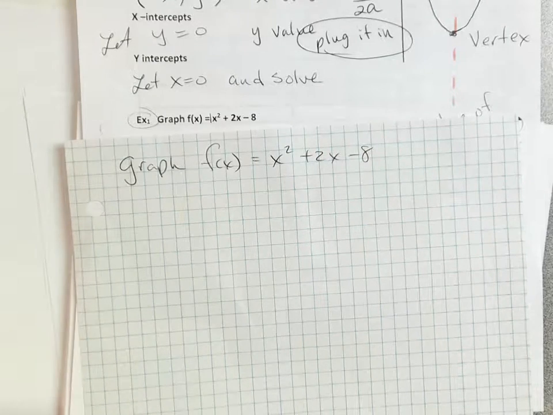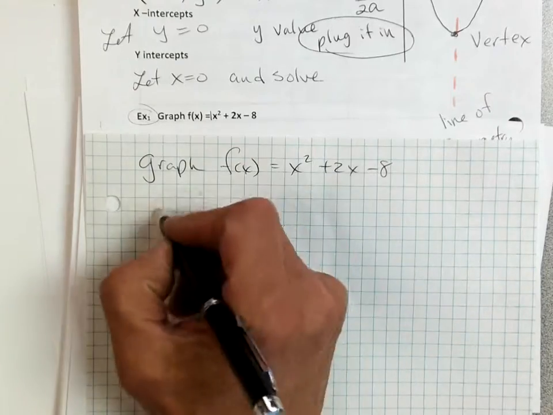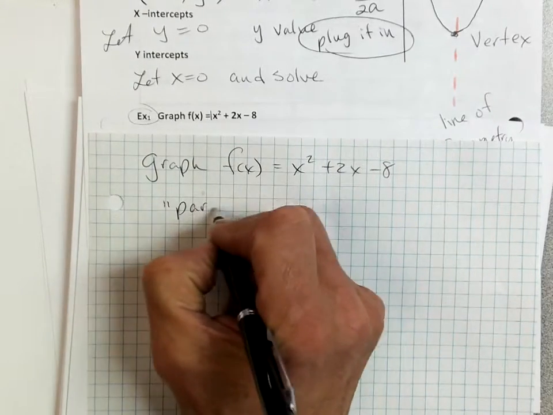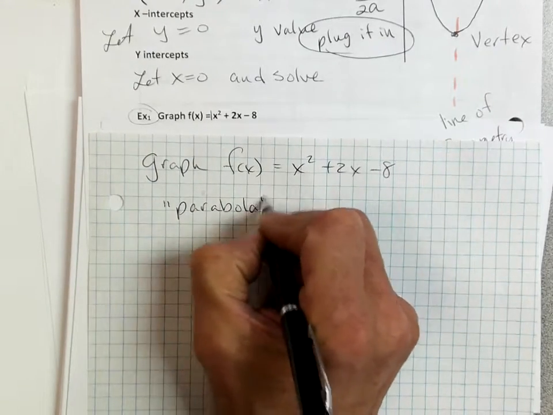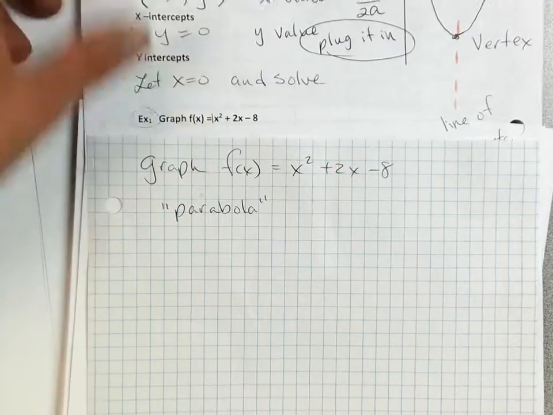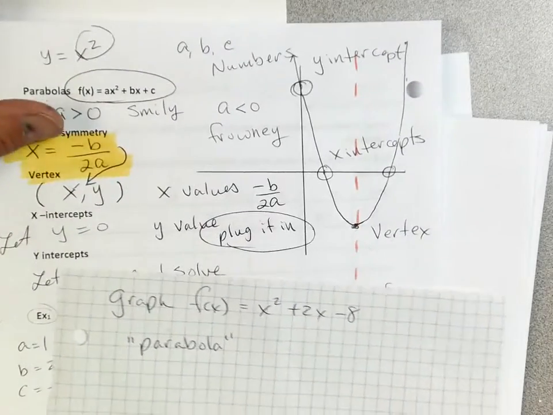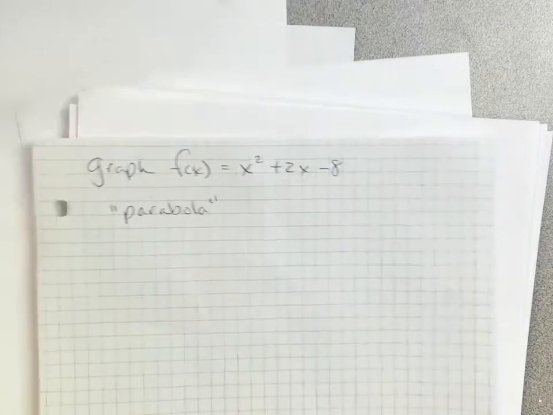So, first of all, before we graph this thing, what we do know is because it's an x squared, we know for sure it is a parabola, right? Has to be a parabola because of the x squared. And we know the shape of a parabola is kind of like either a smiley face or a frowny face, right?